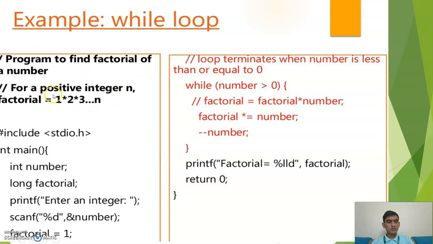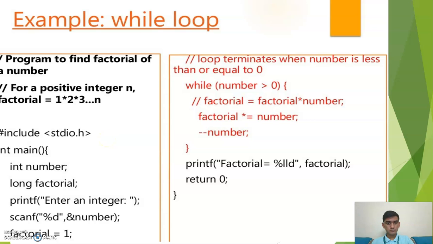Now the factorial of a number. First, hashtag include stdio.h, int main, int number, long factorial, printf enter an integer, scan the value with the address of number, factorial is equal to 1. Now the while loop: the condition is number should be greater than 1, then factorial star equal to number, and print the factorial.